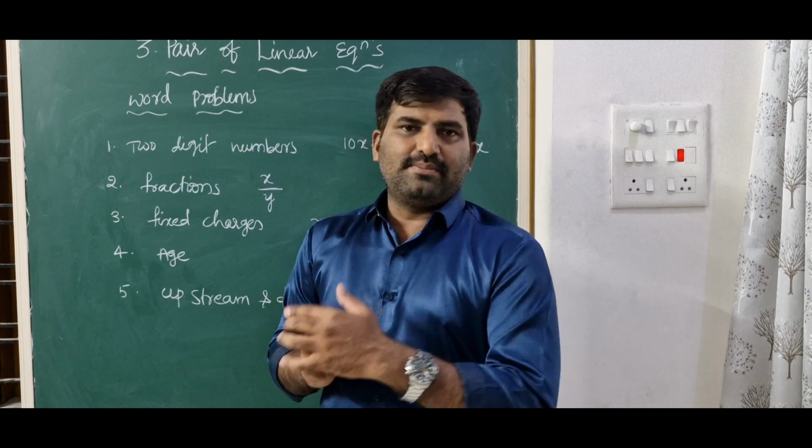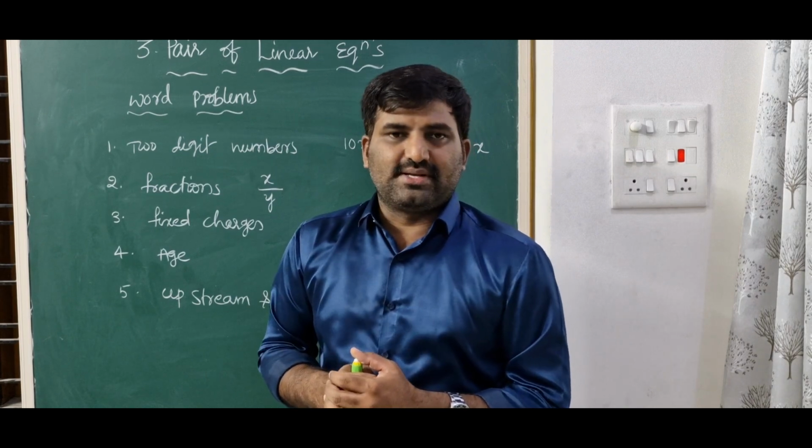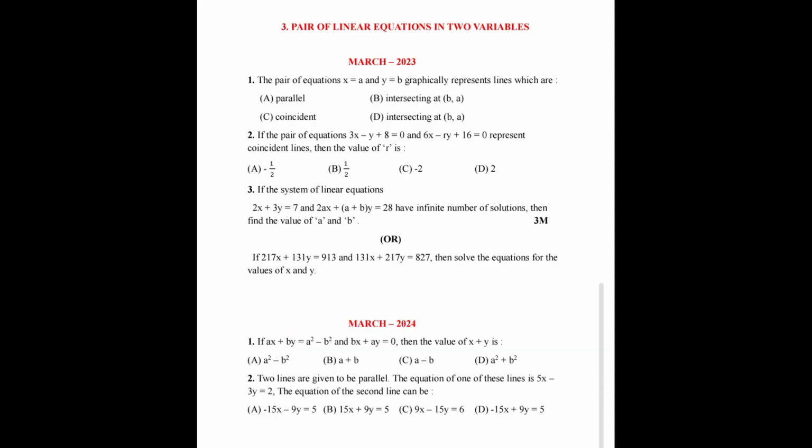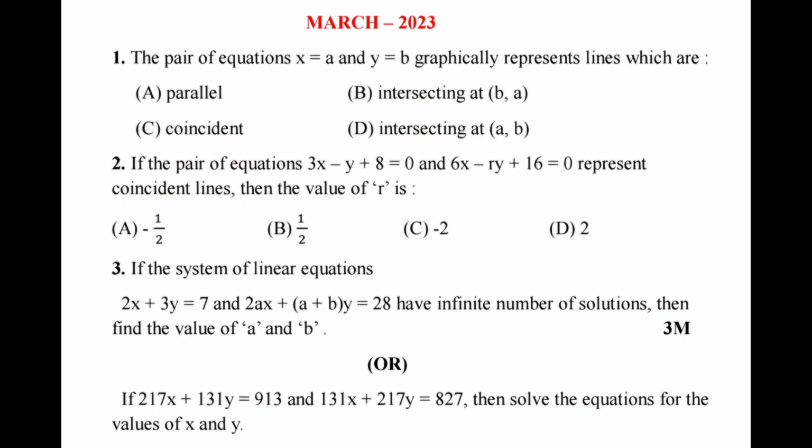Now watch the next important questions of this chapter. Here we have the last 2 years' board exam questions. I am going with March 2023. First question is, the pair of equations x is equal to a and y is equal to b graphically represents lines which are... So here x is equal to a and y is equal to b, these will intersect at (a, b).